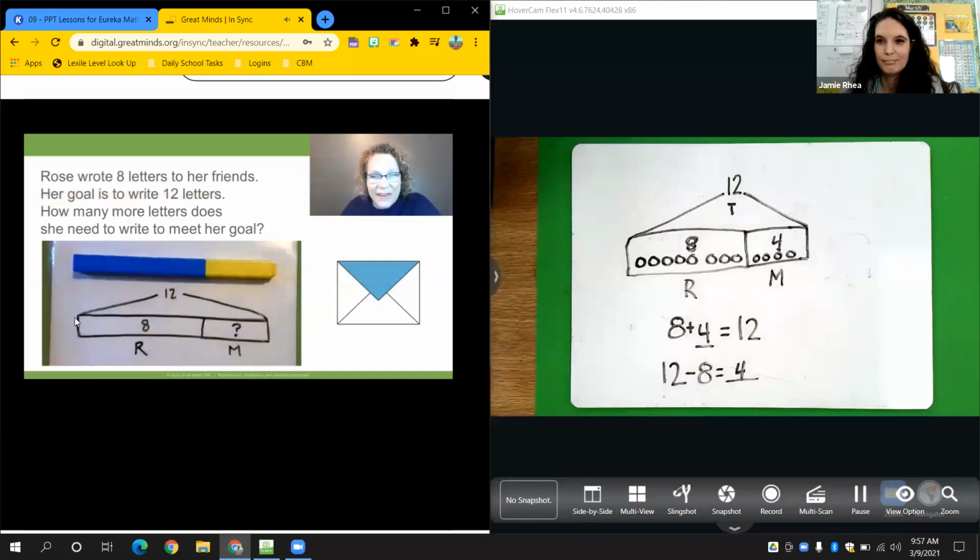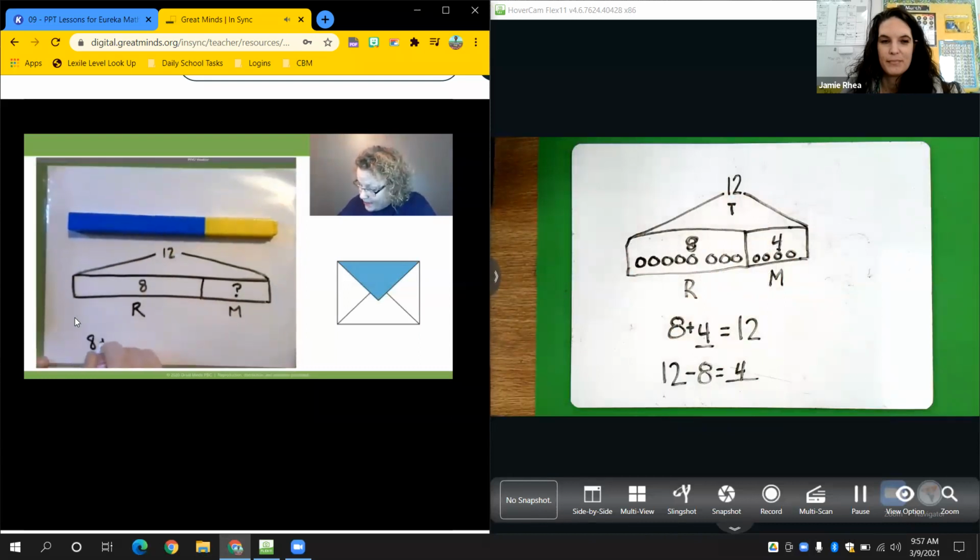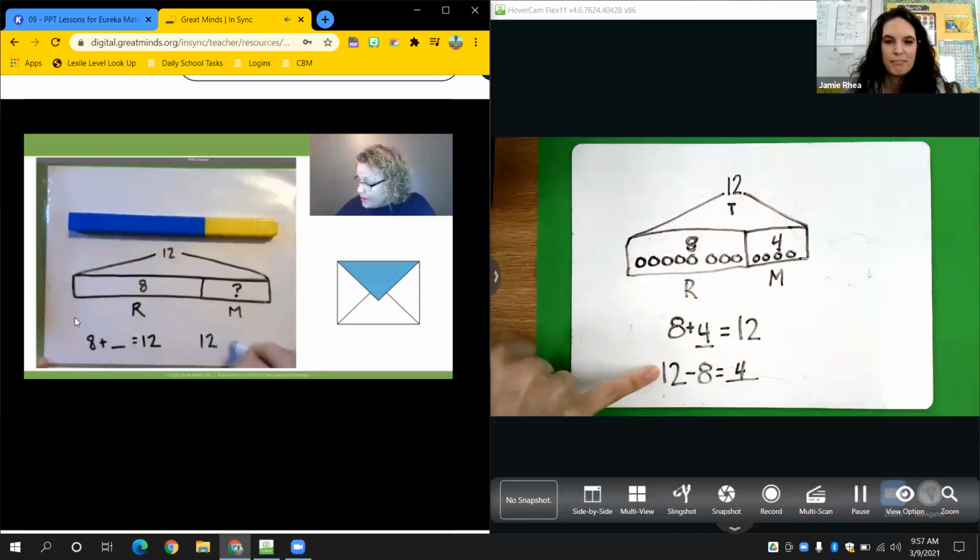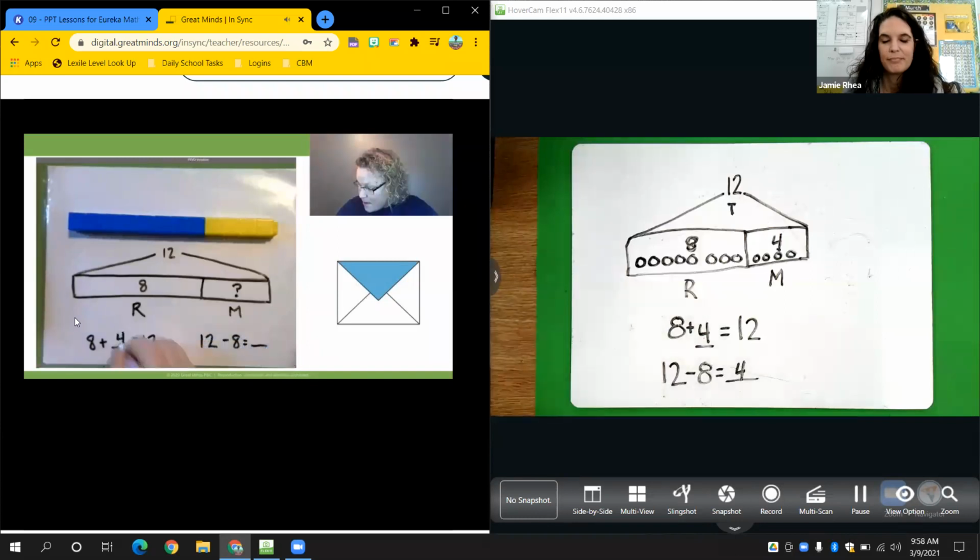Does this look like the tape diagram that you drew? Very similar. It would also be fine if you chose different letters to represent the 2 parts. But we definitely need to have 12 as our total. We can write an addition sentence, 8 plus something equals 12, or we could write a subtraction sentence: 12, our total, take away 1 part that we know, which is 8. And that gives us something. Rose needs to write 4 more letters.